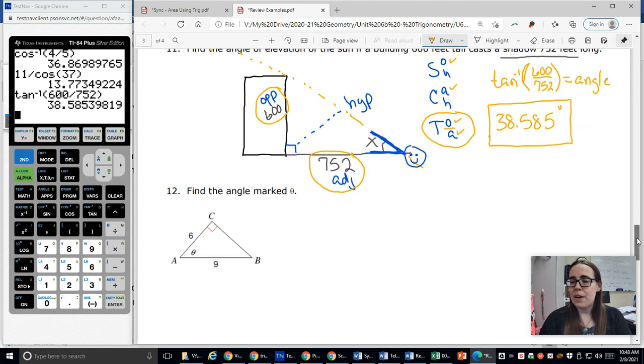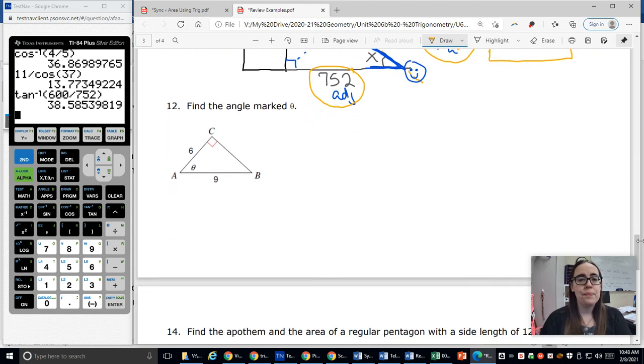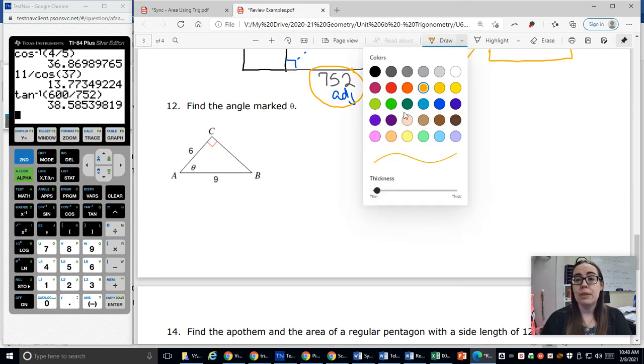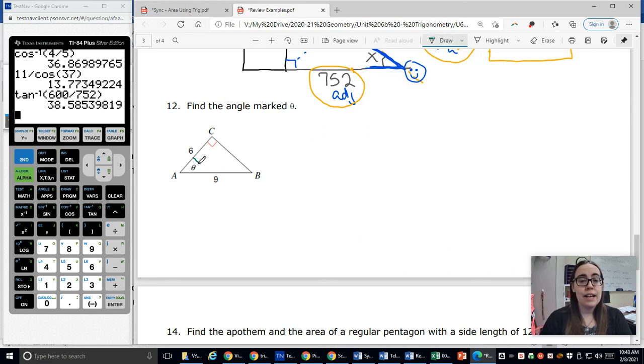Let's do number 12 to finish out this video. Find the marked angle. So again, I know I'm going to be doing inverse because I'm looking for this marked angle right here. So I'm going to put my smiley face. Out of that smiley face is my hypotenuse and my adjacent side. So across from the 90 is my hypotenuse, which means this other side is my adjacent, and my smiley face is looking at the opposite side of that triangle.